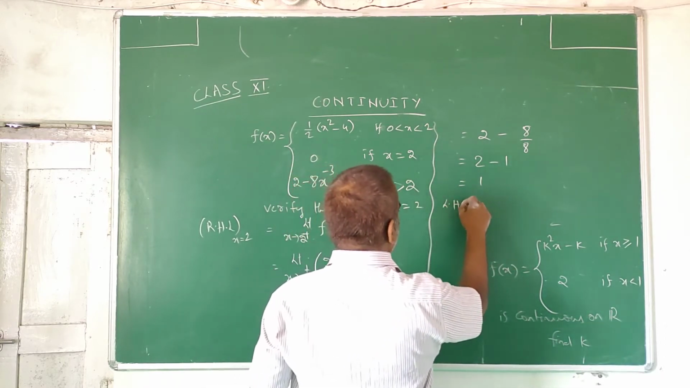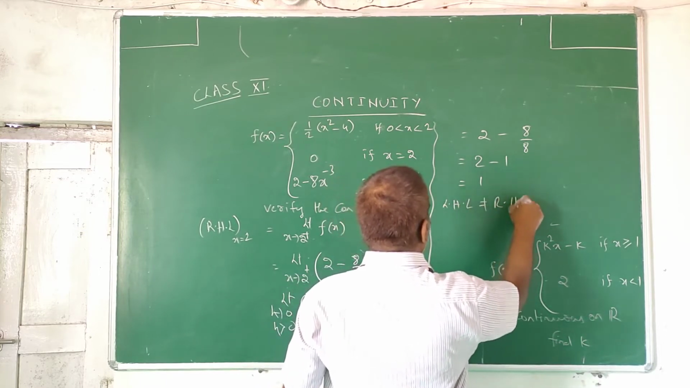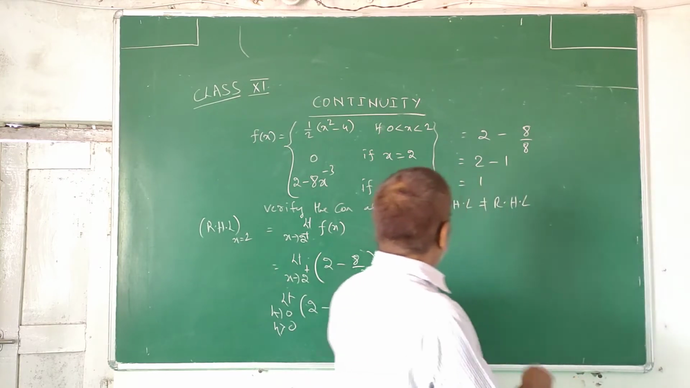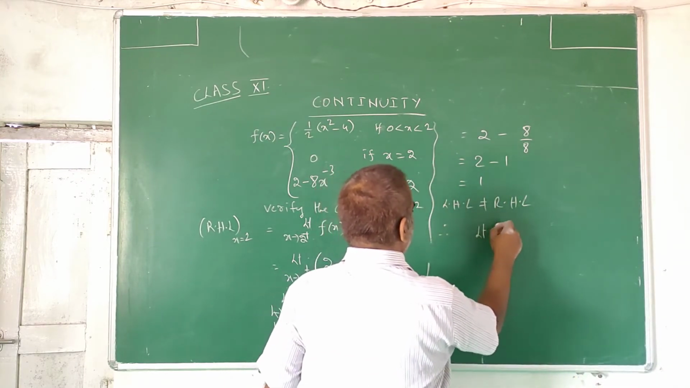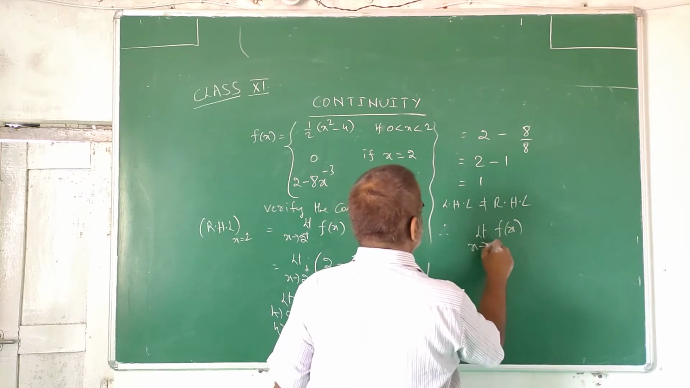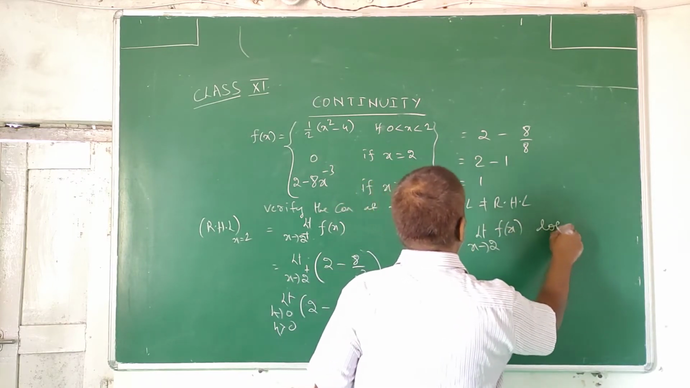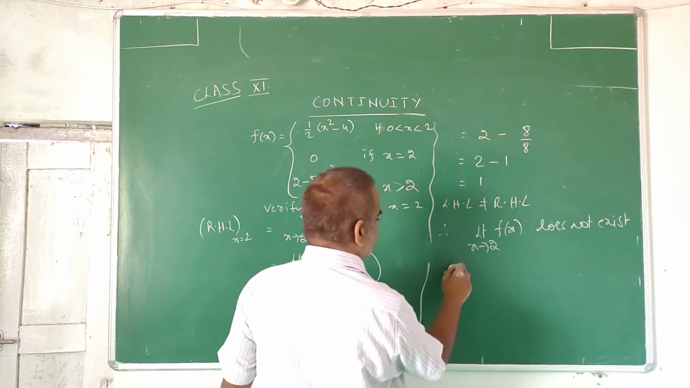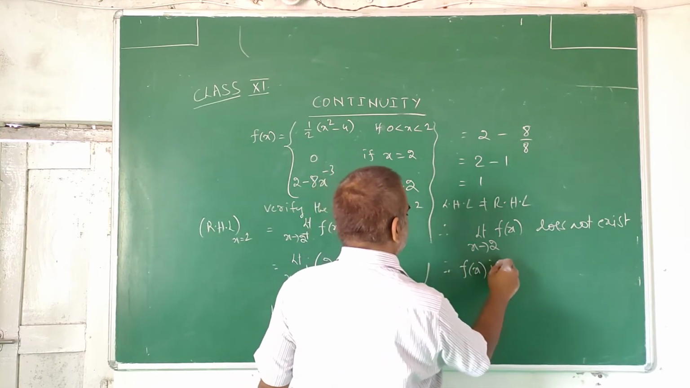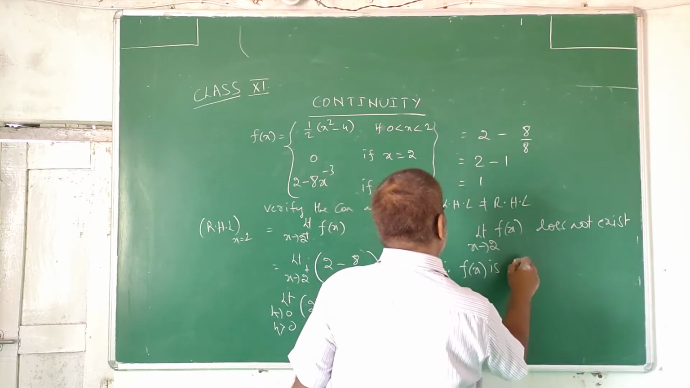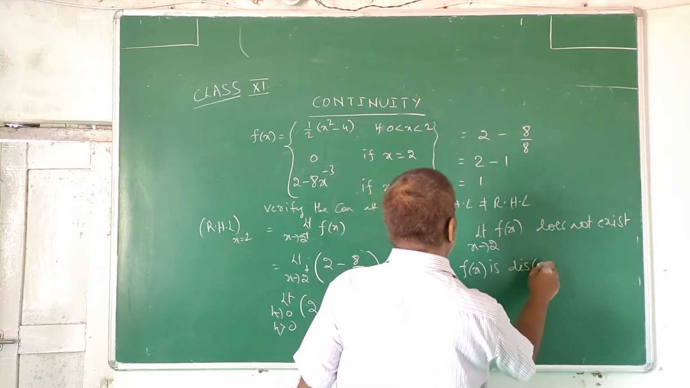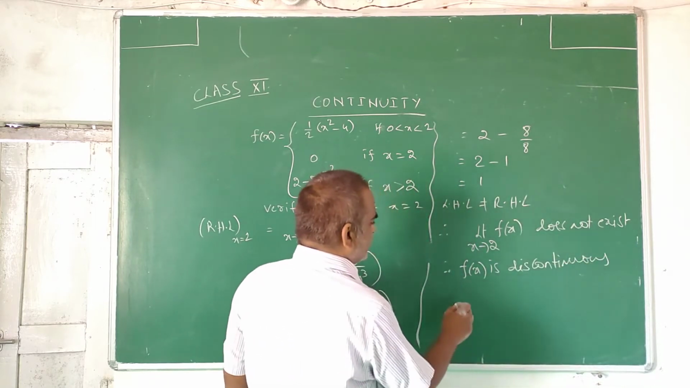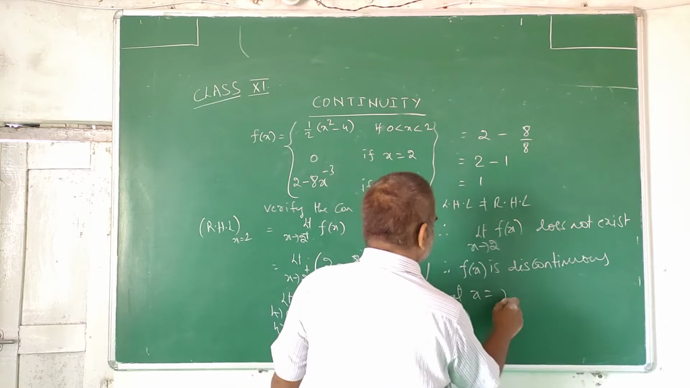So LHL is not equal to RHL. The left hand limit is different from the right hand limit. So what can you conclude? Therefore the limit of f of x as x tends to 2 does not exist. Therefore f of x is discontinuous at x is equal to 2. You can say discontinuous or not continuous at x is equal to 2. Did you understand?